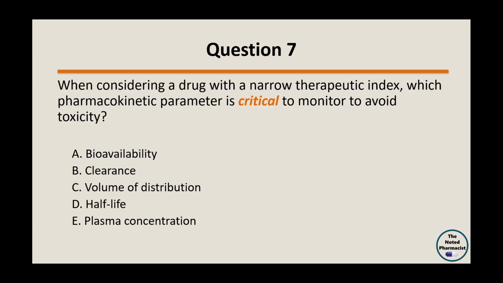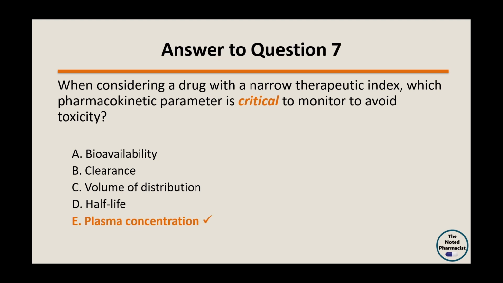Question 7. When considering a drug with a narrow therapeutic index, which pharmacokinetic parameter is critical to monitor to avoid toxicity? Option A, bioavailability. Option B, clearance. Option C, volume of distribution. Option D, half-life. Option E, plasma concentration. The correct answer is option E, plasma concentration.